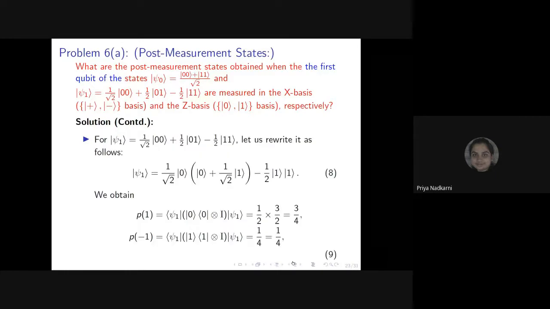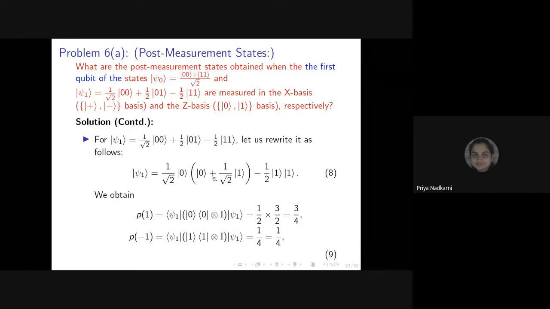Okay, so this was for the first state. Now let's look at the second state. For the second state, we have 1 by root 2 0 0 plus 1 by 2 0 1 minus 1 by 2 1 1. Let's rewrite this. For this state, psi 1, we can rewrite as 1 by root 2 into 0 into 0 plus 1 by root 2, and here it is minus half into 1 1.